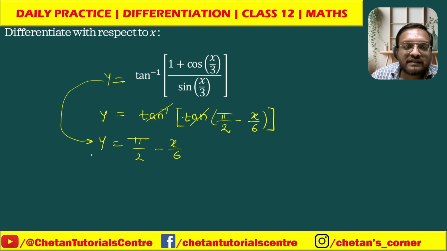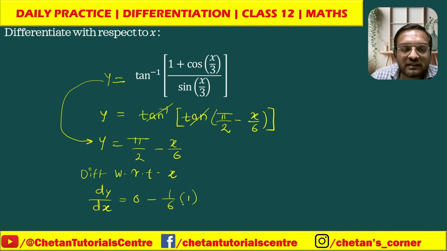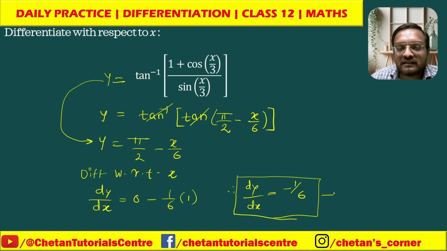Now I can differentiate this with respect to x. So what I will get? Differentiate with respect to x. Then I will get dy by dx is equal to derivative of pi by 2 with respect to x is 0 as it is a constant, minus this 1 upon 6 as it is. Derivative of x with respect to x is 1. Therefore dy by dx is equal to minus 1 upon 6, which is our final answer.